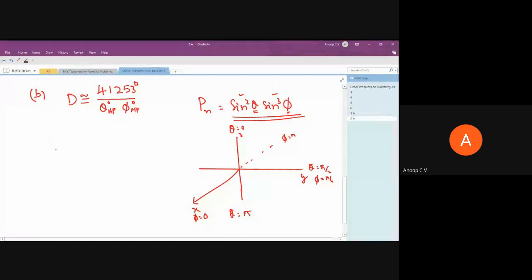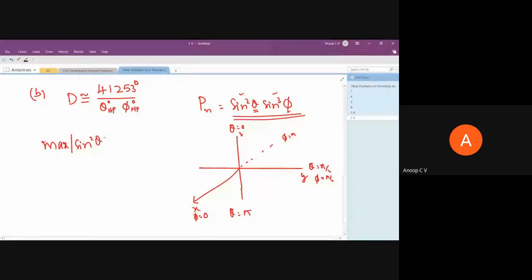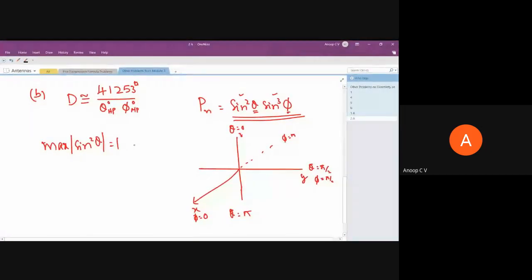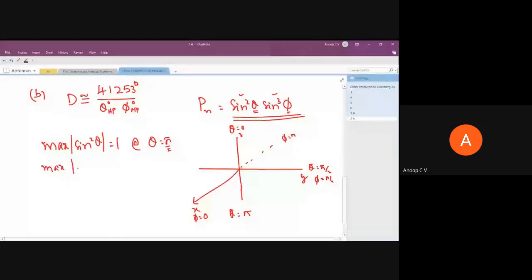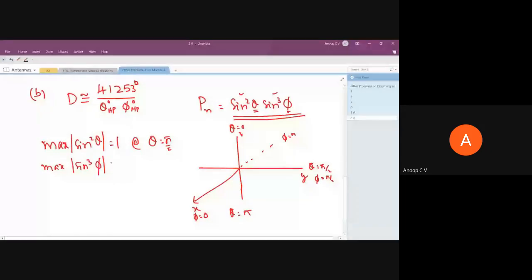The maximum of sine square theta will be equal to 1, and it will occur at theta equal to pi by 2. Similarly, the maximum of sine cube phi will also be equal to 1, and it will occur at phi equal to pi by 2. Theta equal to pi by 2 is the XY plane. You don't have to do these things in your exam.